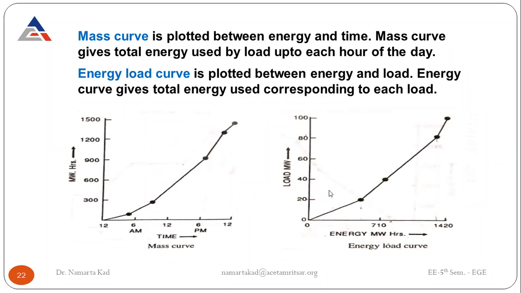And the fourth type of curve is the energy load curve. The energy load curve is plotted between energy and load. So just remember, the mass curve is energy and time, the energy load curve is energy and load. In some questions it is simply written as the energy curve also. The word load is missing. So energy curve means energy and load.